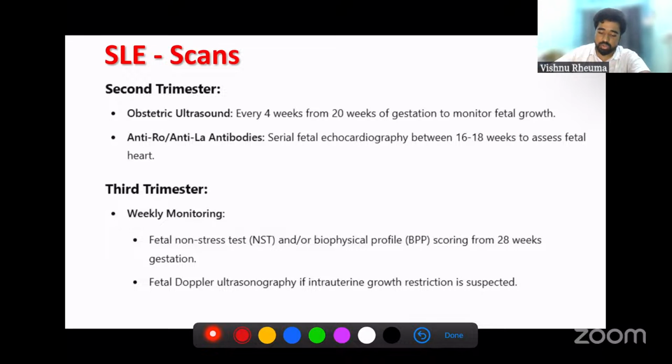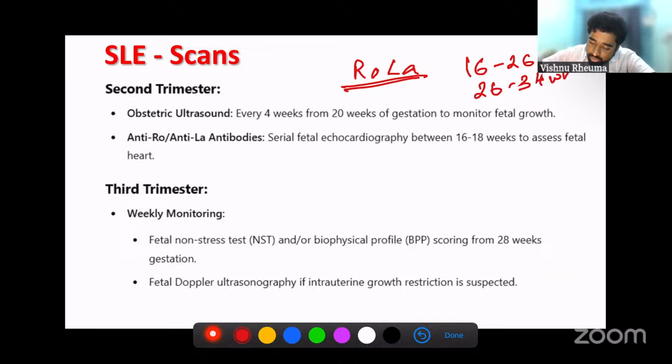That is something that you know. So now coming to antenatal scans. If you have Ro/La positivity, it's different, because there you have a high probability of neonatal lupus. So whenever there is positivity of Ro/La antibodies in your patient, you will do weekly scans from 16 to 26 weeks. And from 26 to almost 34 weeks, you will do bi-weekly scans.